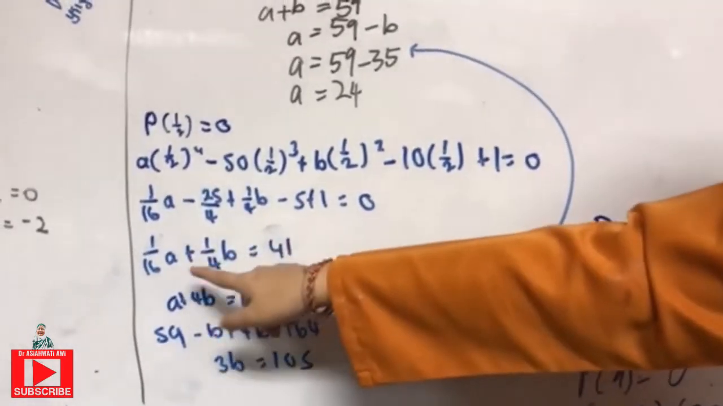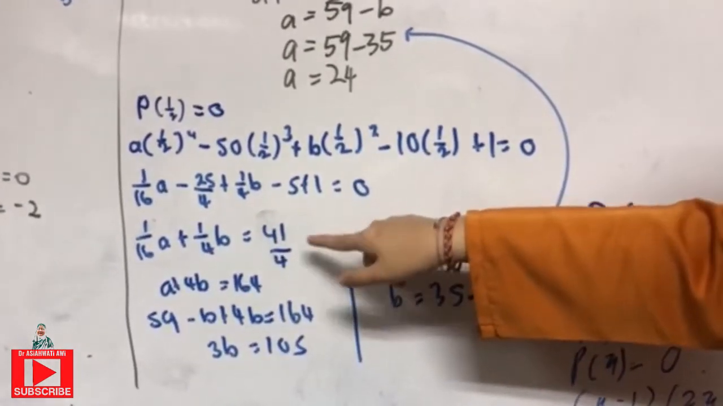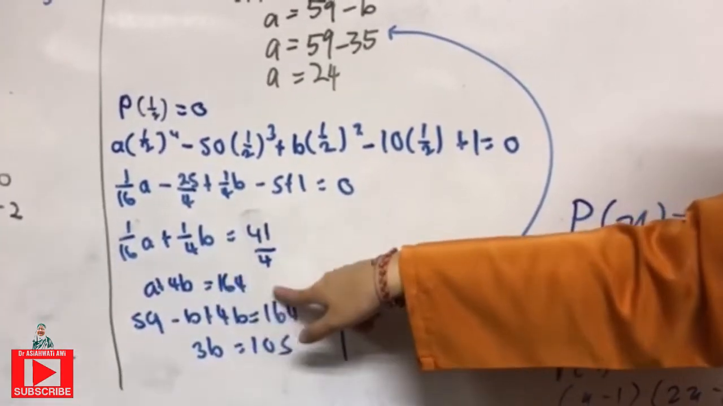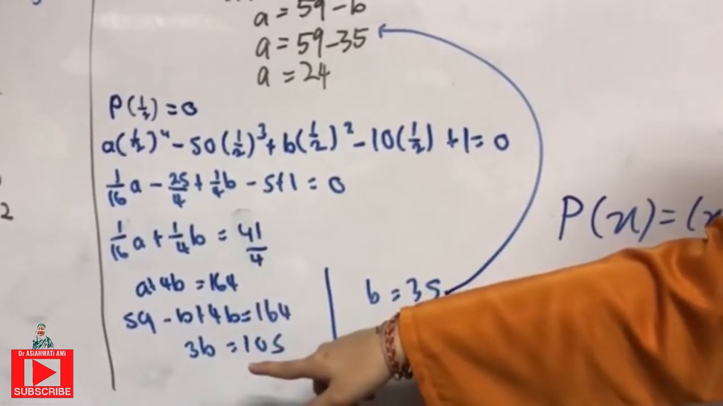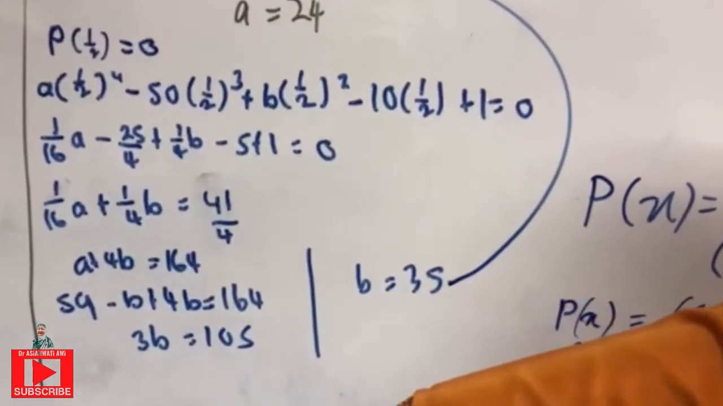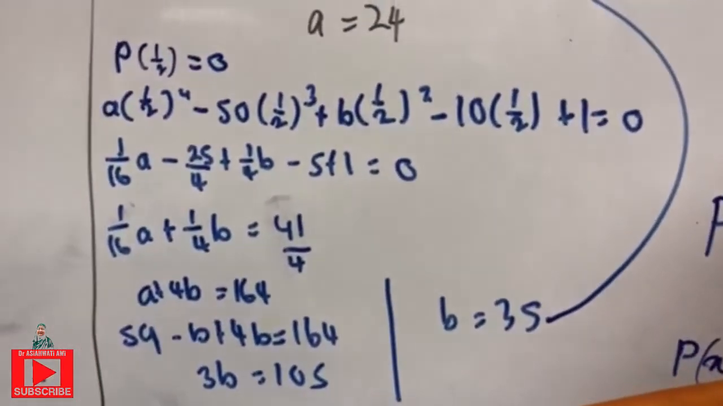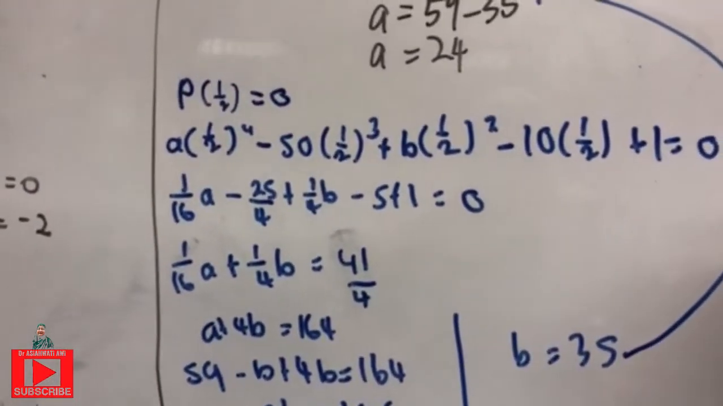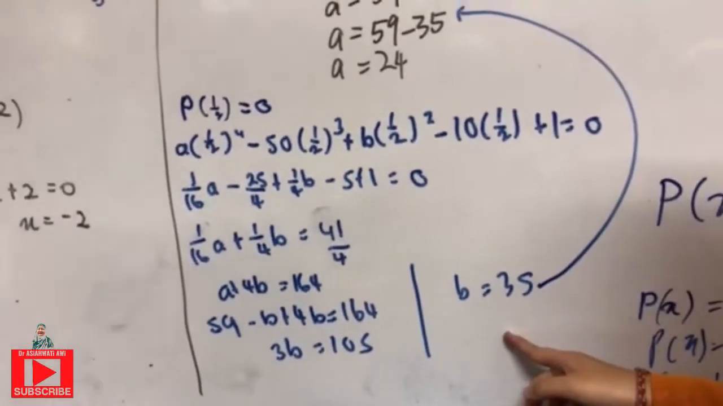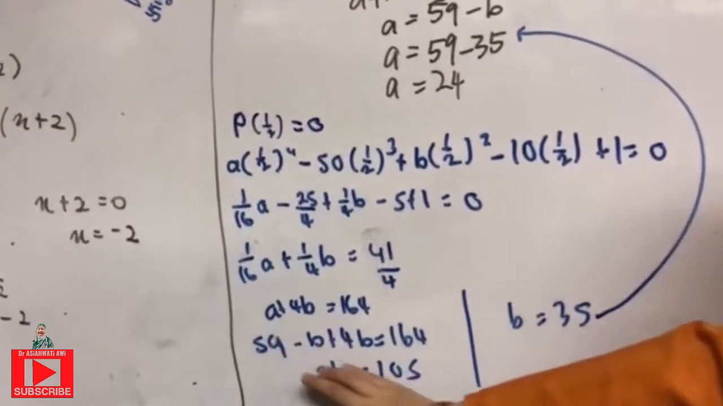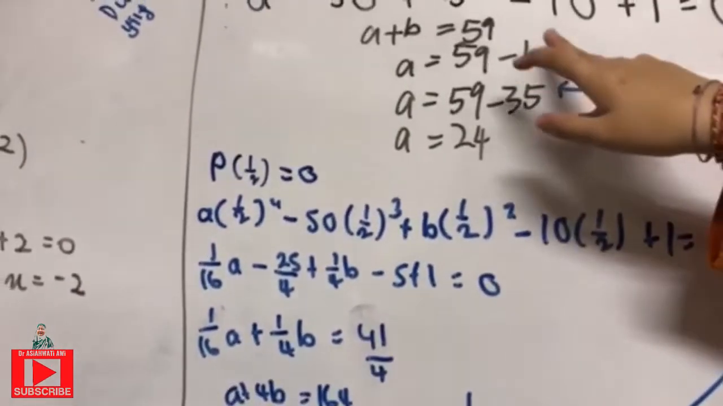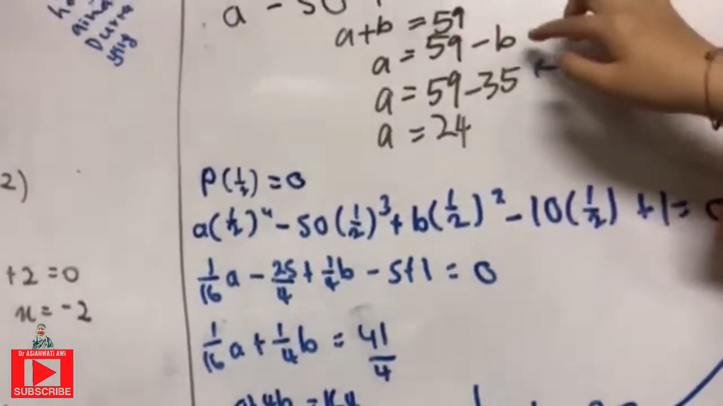So we multiply every term with 16 to remove the denominator, so it becomes a plus 4b equals to 164. Then divide by 3. Is it okay? This is b? This one, b equals 35. So we substitute the a with this value that we just derived on this one. a equals to 59 minus b.